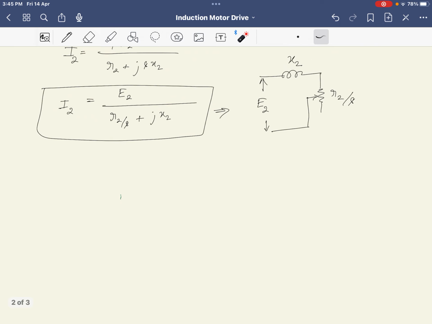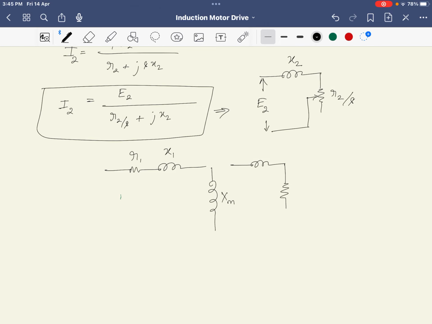Now what is the advantage of that? Why are we doing all this work? Because the stator side equivalent circuit is also made up of resistance, let's write R1. There is also leakage reactance on the stator side, that is X1. Between the stator and the rotor there is a mutual inductance, given by XM. On the rotor side, we have an equivalent circuit with the inductance and resistance like this.